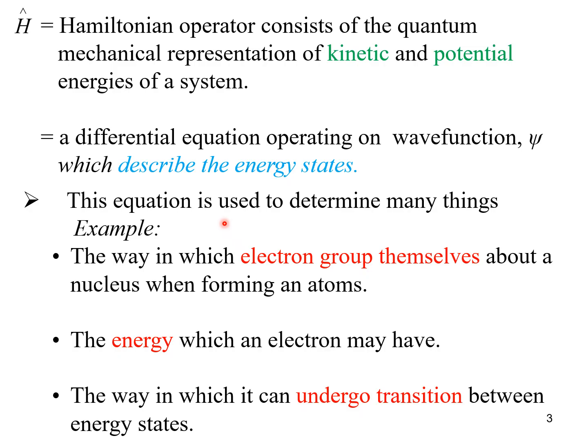The equation is fundamental to understanding the electronic structure of the atom. By solving it, we determine three key things. Number one is the way electrons group themselves about a nucleus when forming an atom. Number two is that we are able to find out the specific energy which an electron may have, and the way in which an electron can undergo transitions between different energy states.